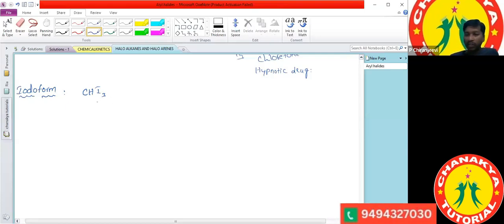What is the main importance of iodoform? The iodoform test is used in the detection and confirmation of carbonyl compounds, and alcohols also. Alcohols give a positive iodoform test, aldehydes also, and ketones also. Which alcohols give a positive iodoform test? The alcohols which have a methyl group, that means ethanol, give a positive iodoform test.